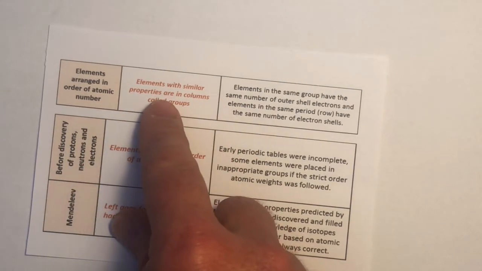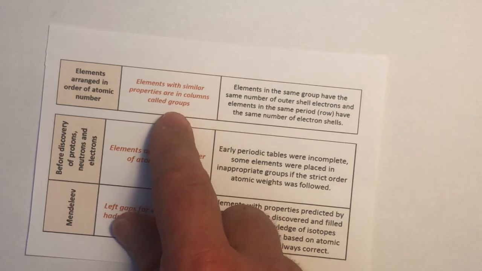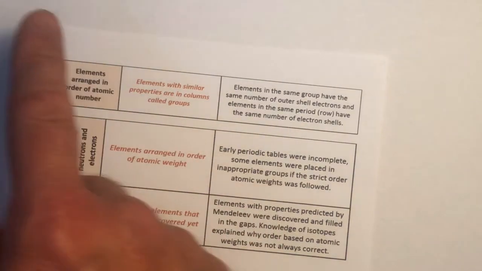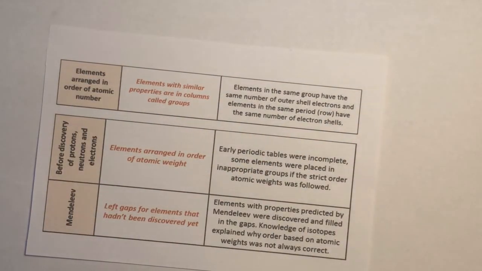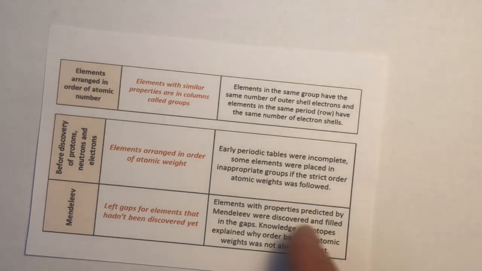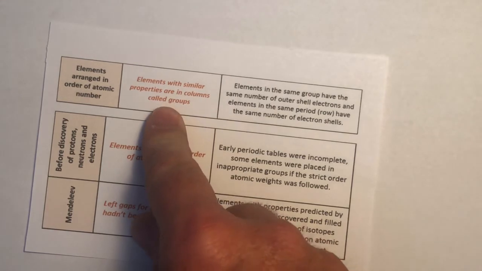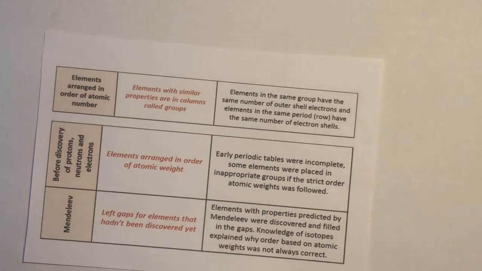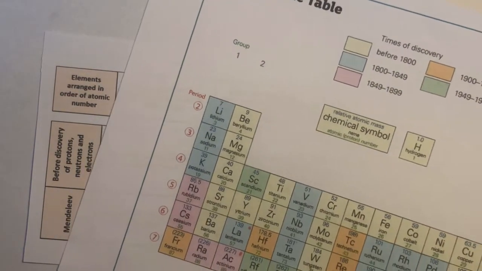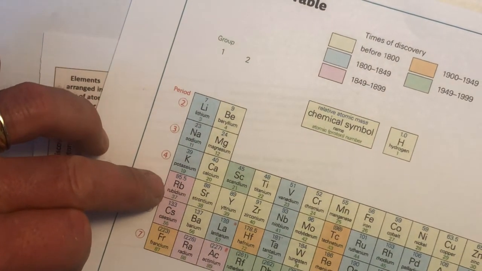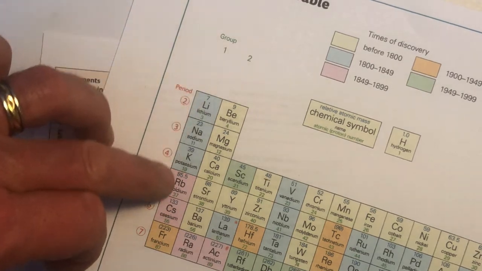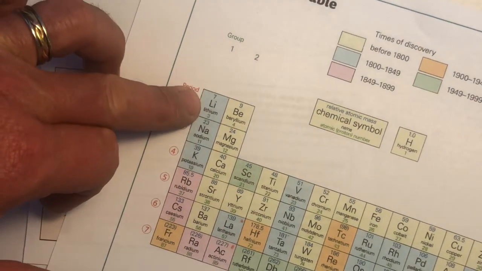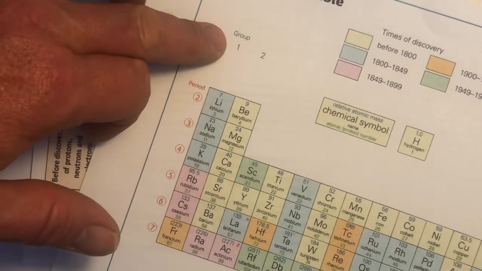Elements with similar properties are in columns called groups. So what they could have done is they could have gone 1 up to 100 and whatever, right? And then it could have just been one long table. But to turn it into a table, what they've done is they've created groups of elements with similar properties. Like I said before, you've got your lithium, sodium, potassium, rubidium, cesium, francium. They've got similar properties. They've got 1 electron in their outer shell, group 1.